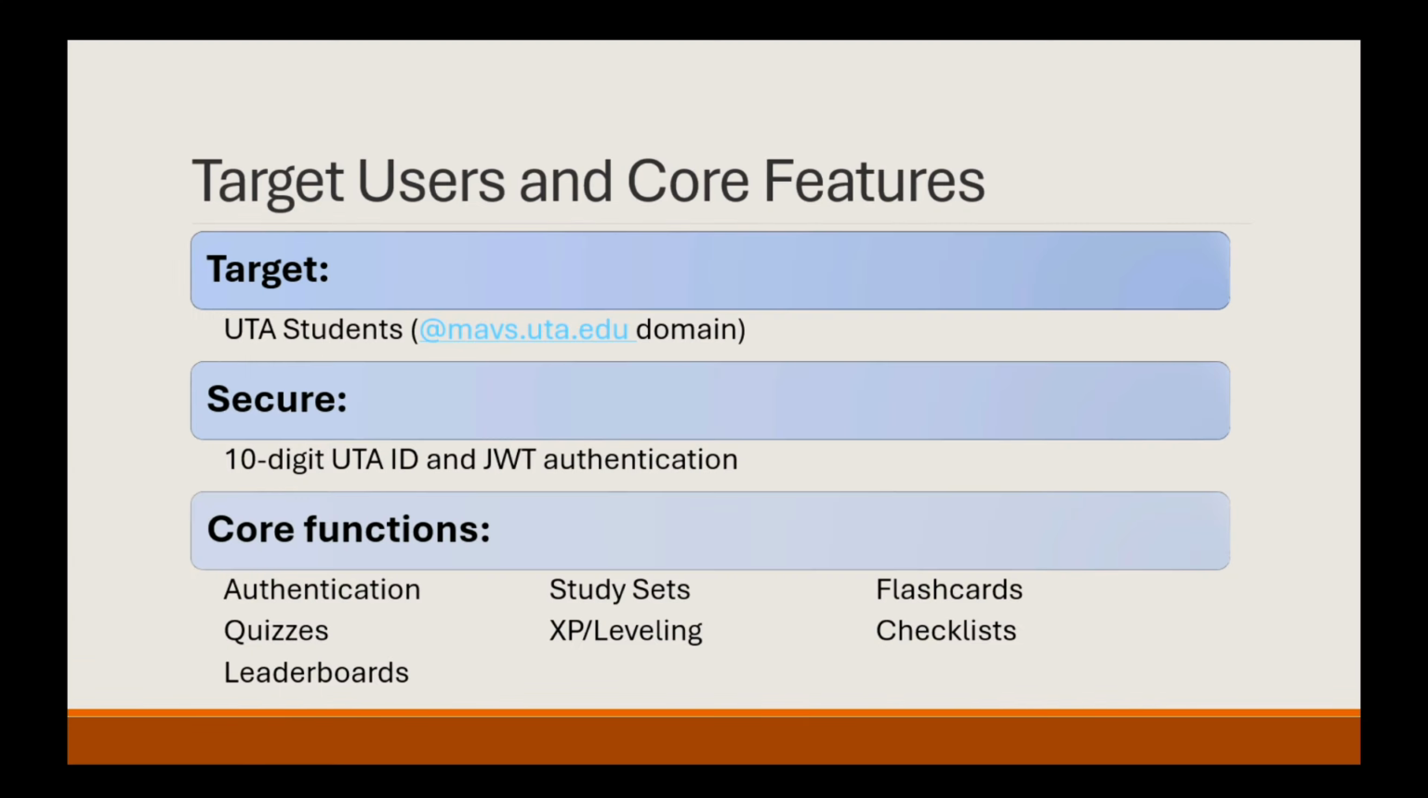Before we jump into the demo, we'll take a few minutes to talk about the core features and the applications that went into building this. First, our target are UTA students that end with the MavUTA domain. You can securely log in using your 10-digit UTA ID, which also utilizes JSON Web Token authentication. The core functions are the parts that really make this application work as well, such as the quizzes, leaderboards, XP, and the checklist, which we will all see here shortly.